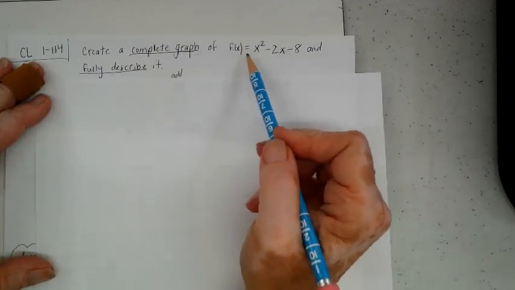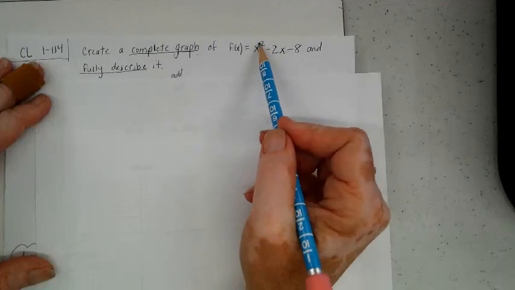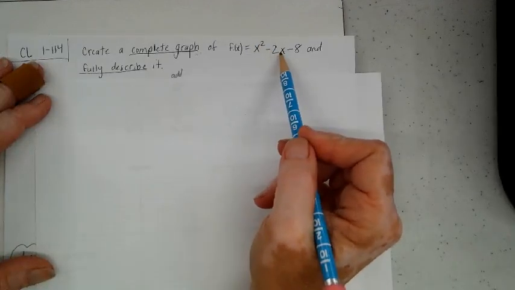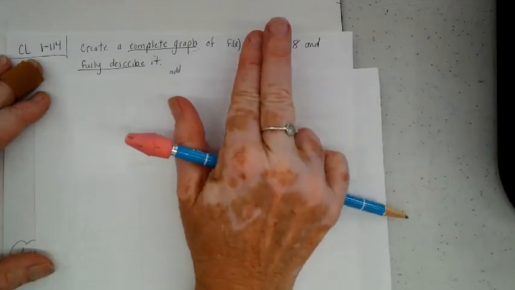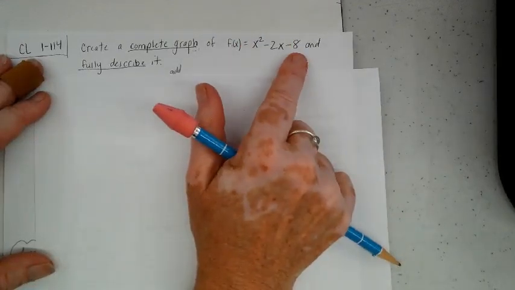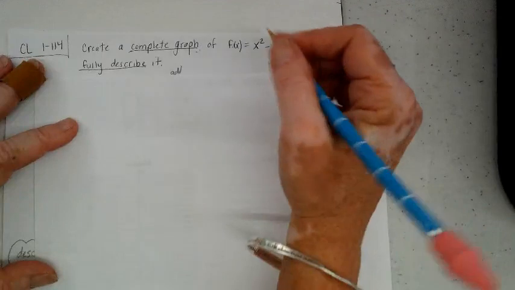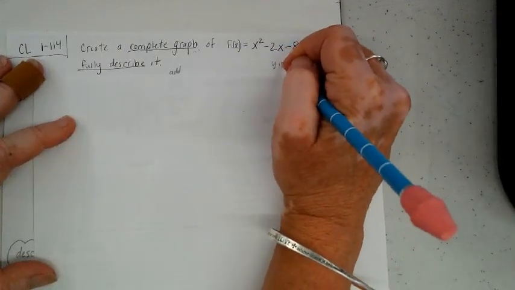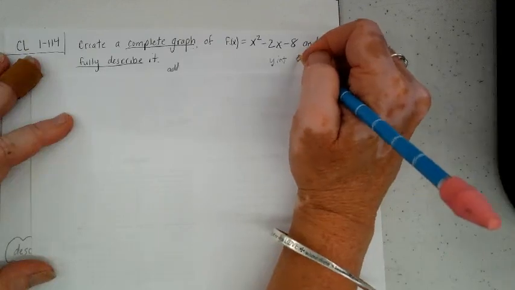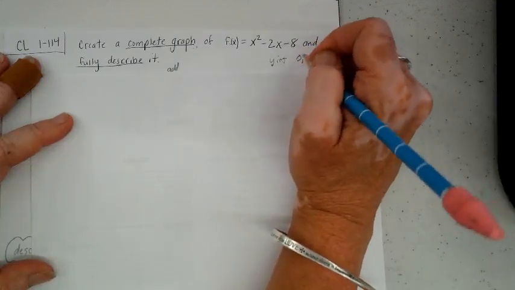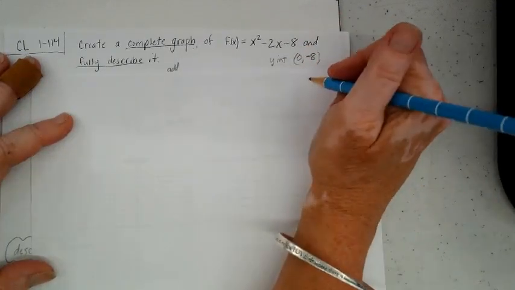So it's easy for me right here to let x equal 0, because if I put in a 0 for these x's, then I'm just going to get negative 8. So I know that the y-intercept is going to be at negative 8. So it'll be (0, negative 8). So I want to remember to put that point on there.